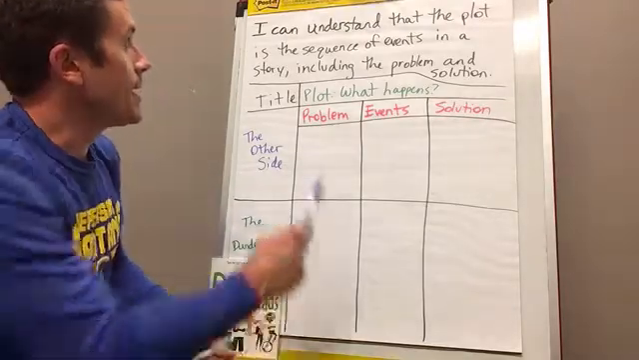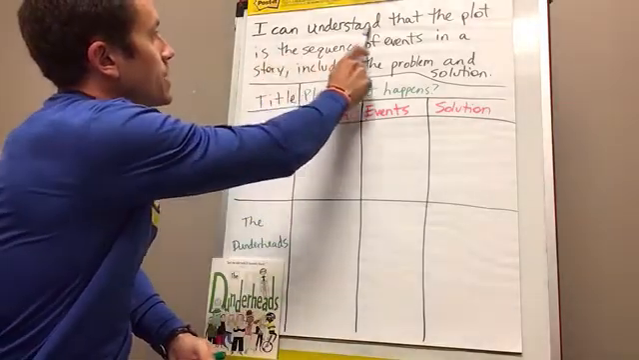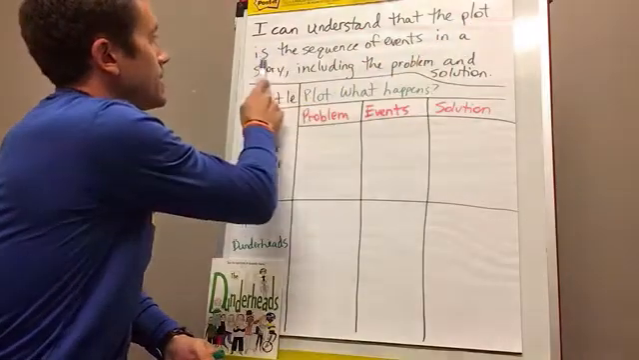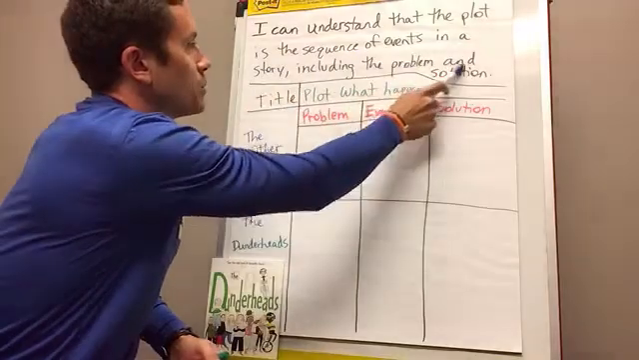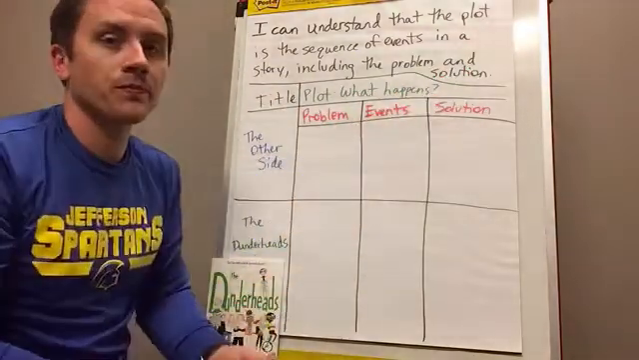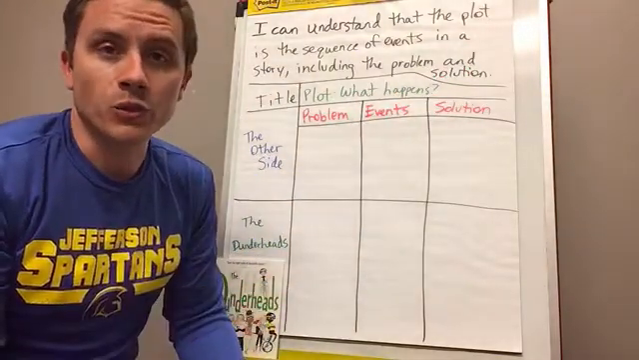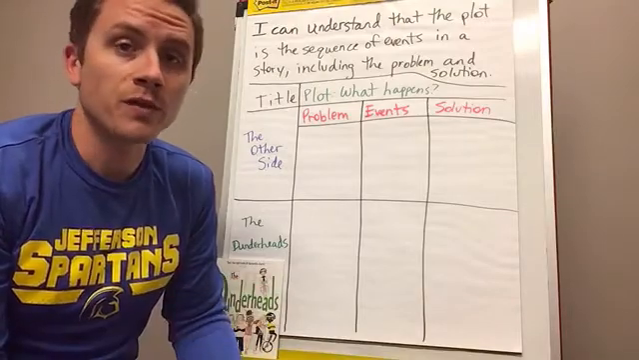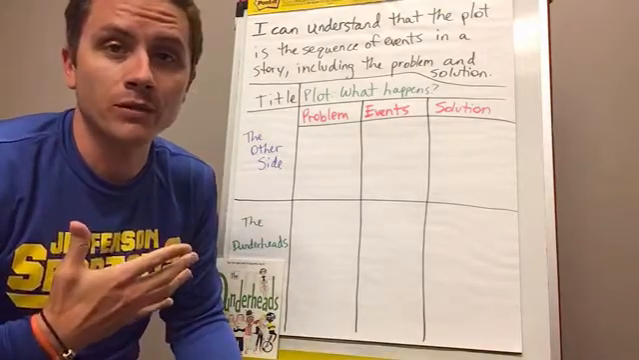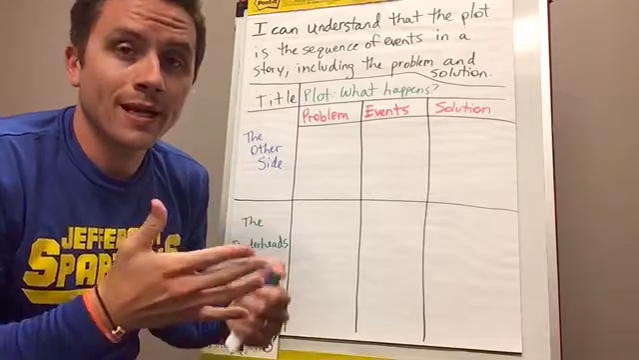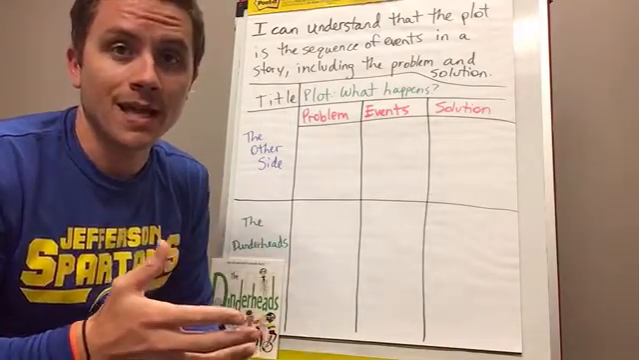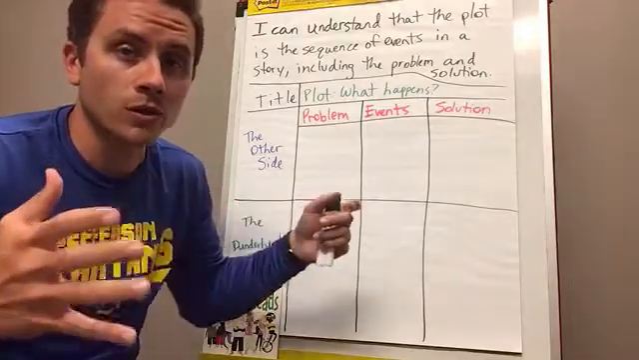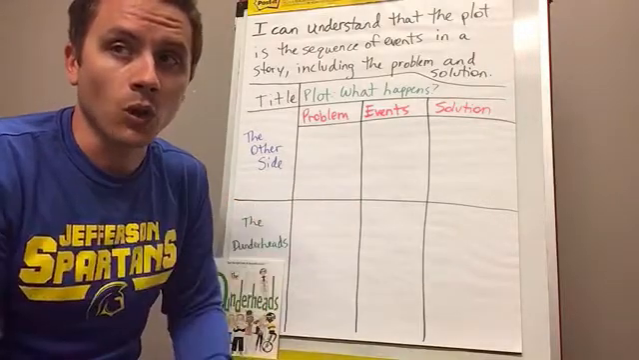Wanting to talk about today how I can understand that the plot is the sequence of events in a story, including the problem and solution. Now, when reading a story, usually a fiction story, it's very important that we are able, as the reader, to follow the events. Why? In order that we can understand deeper things that are happening, such as cause and effect, and that we can understand how all the parts of the story work together in the whole.